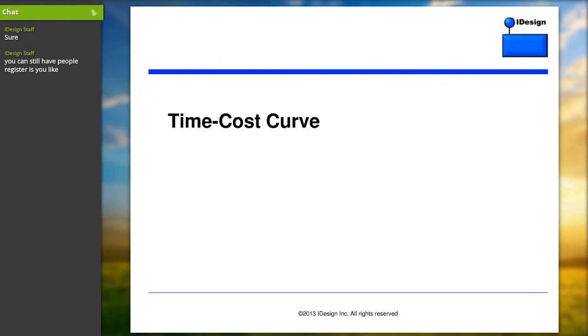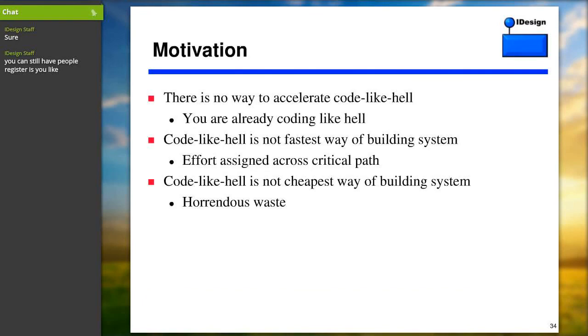Next concept I'd like to introduce is something called the time cost curve. And I think we're all convinced, and we've seen it firsthand, that there's no way to accelerate a code like hell project. The reason there's no way to accelerate a code like hell project is because you're already coding like hell. That's why you can't accelerate it. Everybody's already steaming, all the pistons are cranking, there's no way to accelerate it.